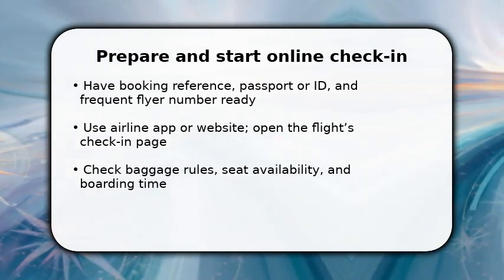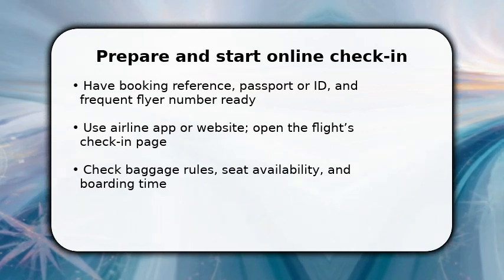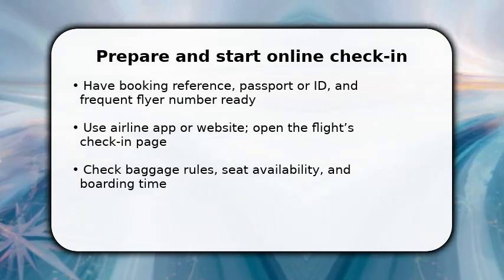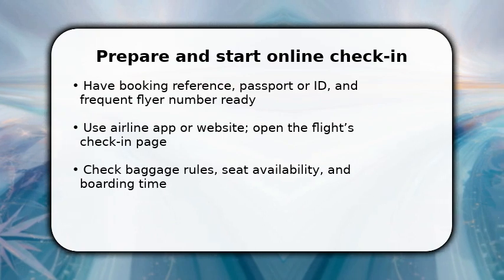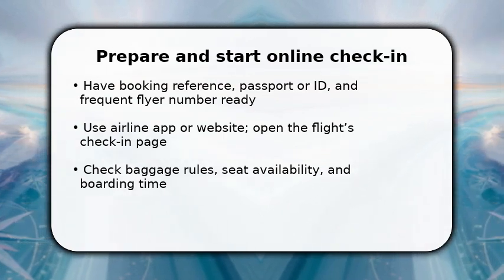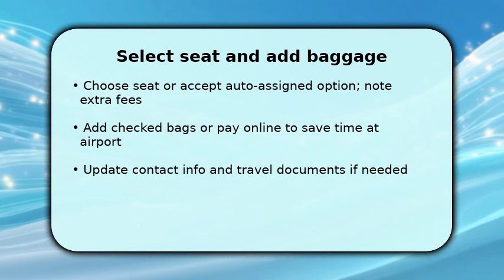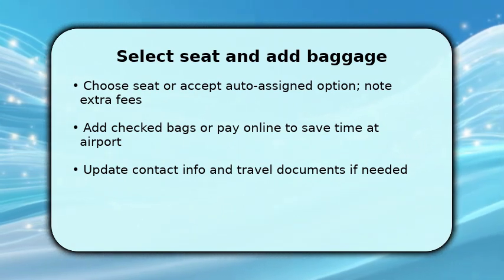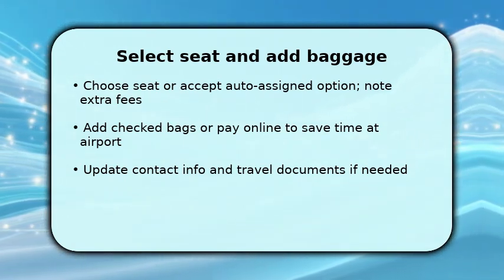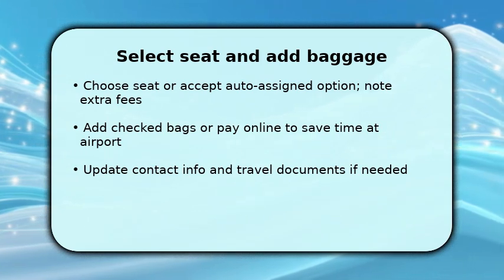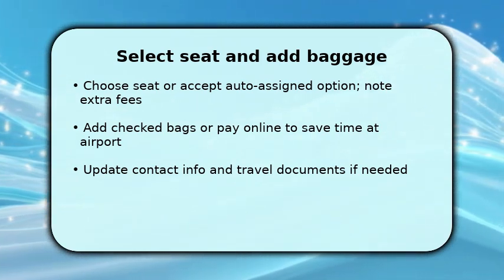Once done, review baggage allowances and available seats so you can buy extras or pick a preferred seat before you proceed. Now you'll select seats and add baggage. Scan the seat map, pick a seat that fits your needs, and note any upgrade fees so there are no surprises. If you need checked bags, pay for them online. This is usually cheaper and speeds up drop-off later.